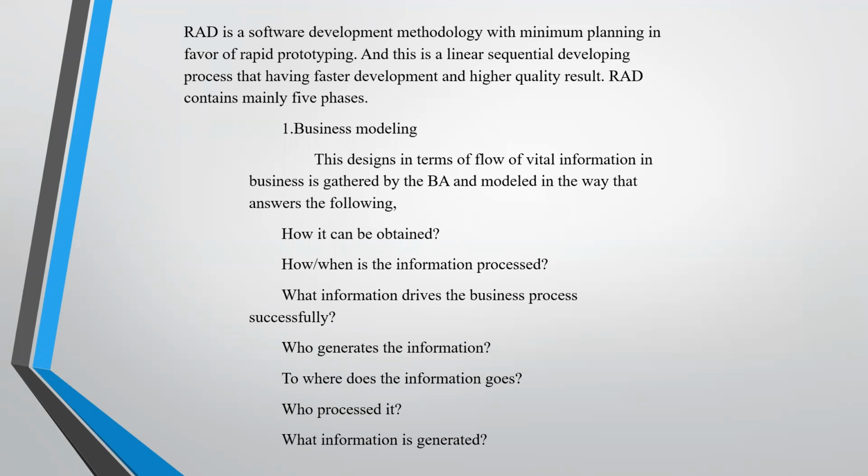RAD contains mainly 5 phases. The first one is business modeling. The design, in terms of the flow of vital information in the business, is generated by the BA, the business analyst, and modeled in a way that answers the following: how the information can be obtained, how and when the information is processed, what information drives the business process successfully, who generates the information, where the information goes, and who processes it.